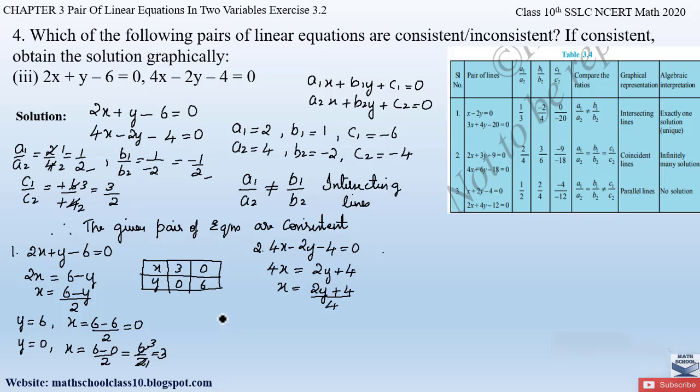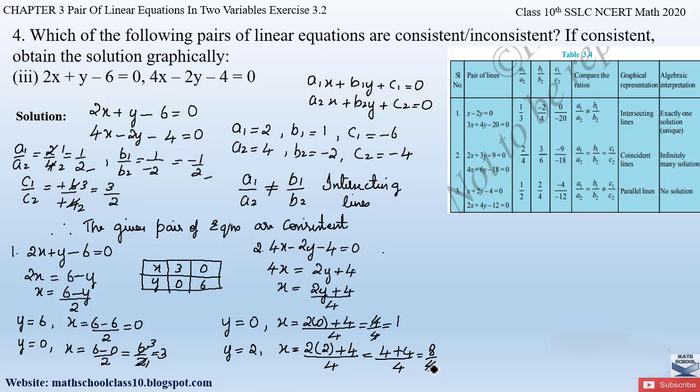Okay, so here let me assume y value as equal to 0. So x will be (2 into 0 plus 4) divided by 4. So 2 into 0 is 0. 4 divided by 4, cancelling 4 and 4, we get 1. Similarly, when y equal to 2, x will be equal to (2 into 2 plus 4) divided by 4. So 2 into 2 is 4 plus 4 is 8. 8 divided by 4. So for 1 times 4, 2s are 8. So we get 2 here.